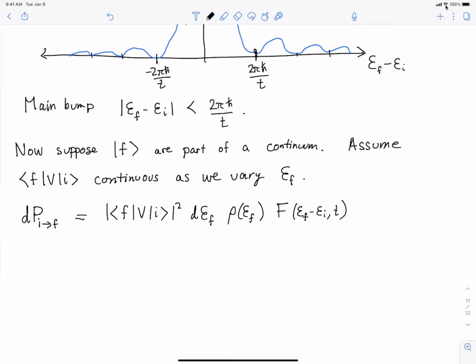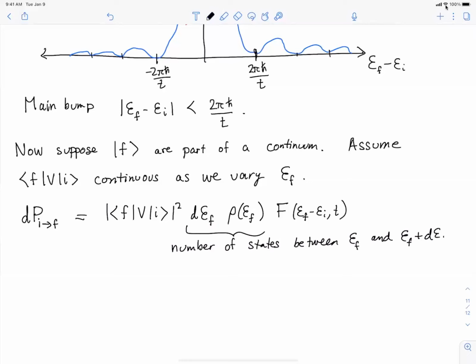So in words, what this factor here is, this is the number of states available between energy E_F and E_F plus a little bit, which we're calling the differential dE_F.